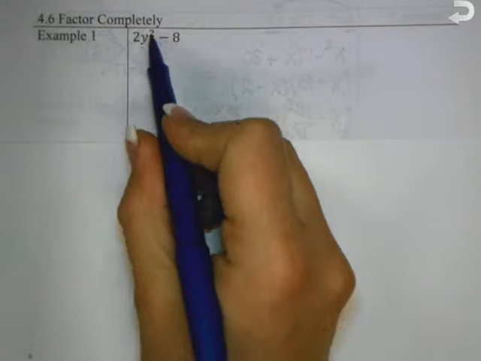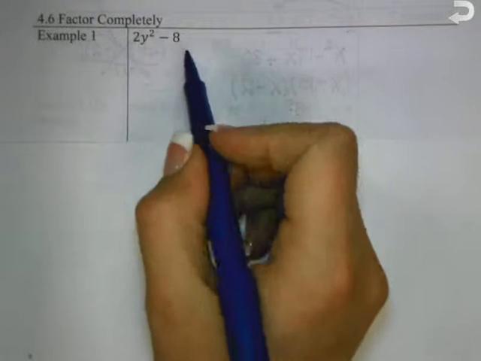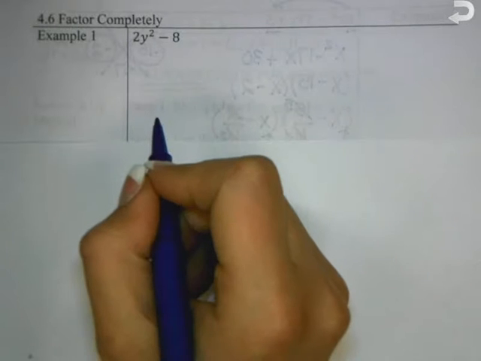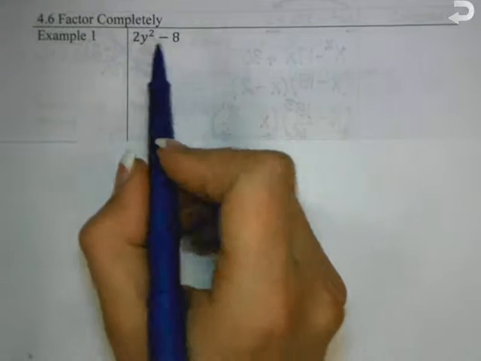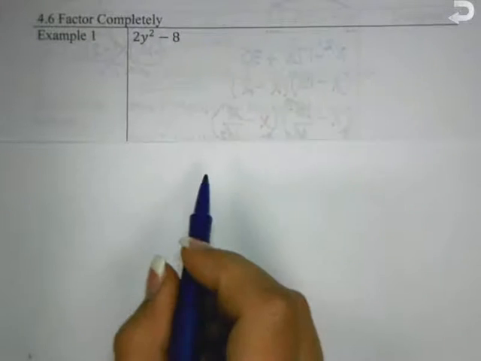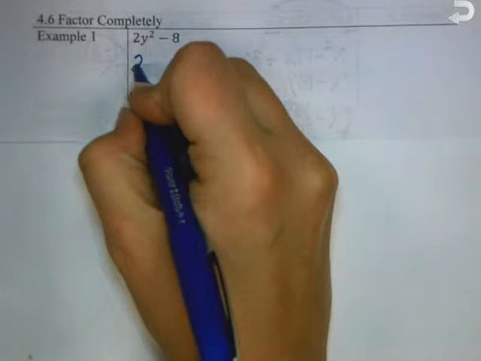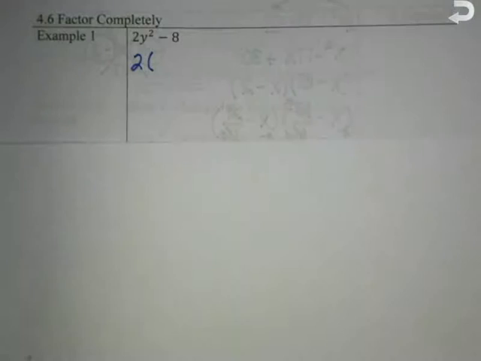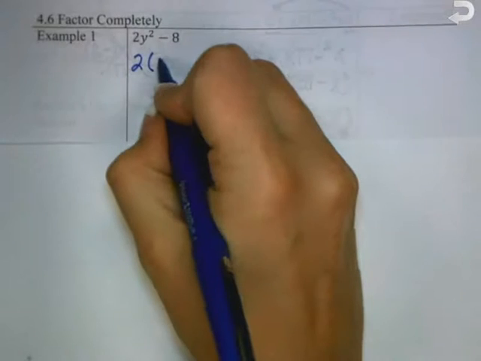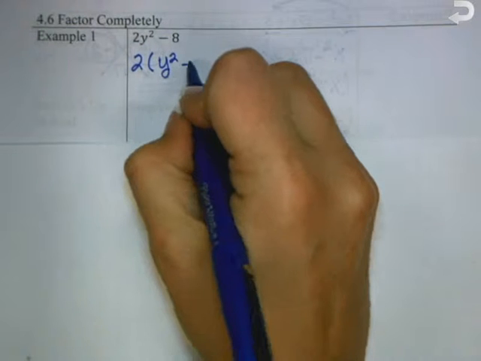Alright, so our first example, we have 2y squared minus 8. What is the first thing that we always look for? GCF. Look at this problem. Is there a GCF? Yes. What is it? Good, 2. So let's factor out 2. If I factor out 2, what's left inside? Y squared minus 4.